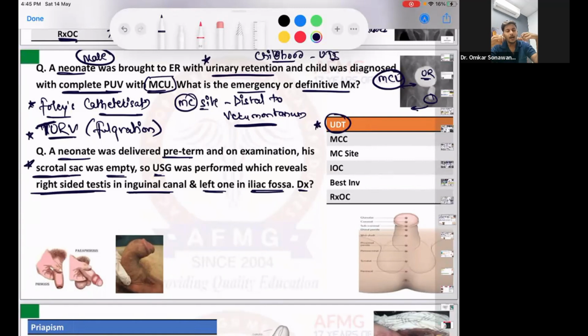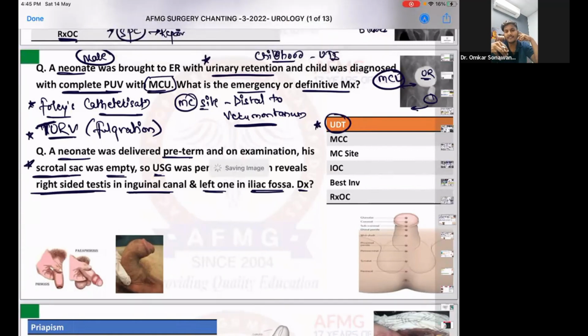Usually the testes are formed in the abdominal cavity, but they descend down usually at birth into the scrotal sacs, because the temperature of the scrotal sacs is 2 degrees Celsius less as compared to the abdominal cavity, and that is favorable for spermatogenesis. So here, the right side testis is in the inguinal canal. Usually the testis goes from the abdominal cavity down into the scrotal sac via the inguinal canal.